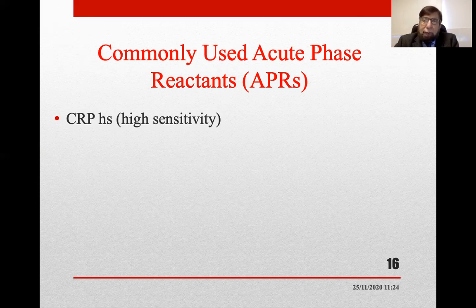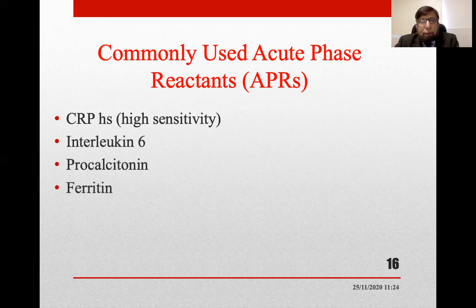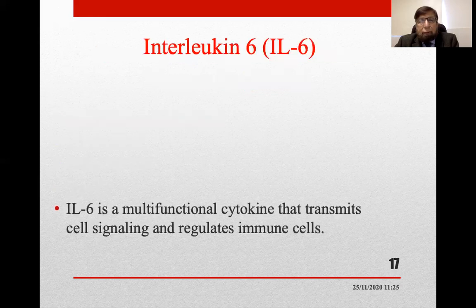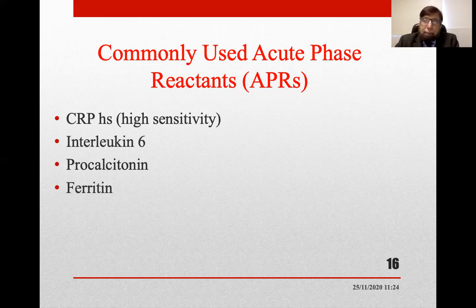Secondly, the ease of analysis. As and when their estimations are available, they come in the market. For example, a few years ago, we were not using IL-6 as frequently as we are using today. So CRP, interleukin 6, procalcitonin, and ferritin are the most commonly used APRs these days. Please remember, I've included interleukin 6 in APRs, but truly speaking, technically it is a cytokine.